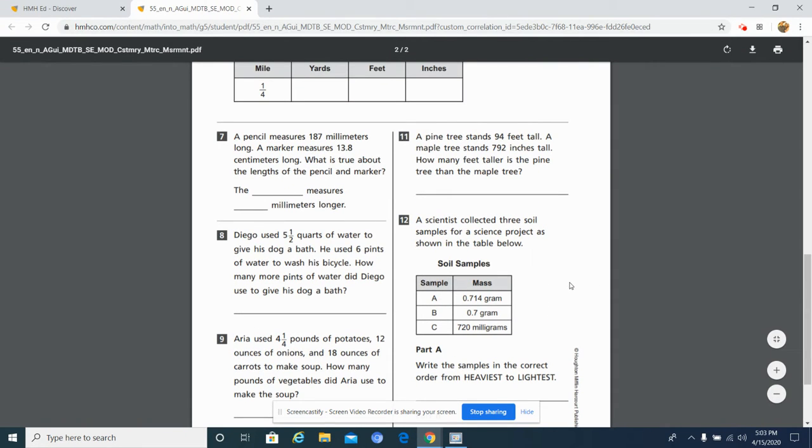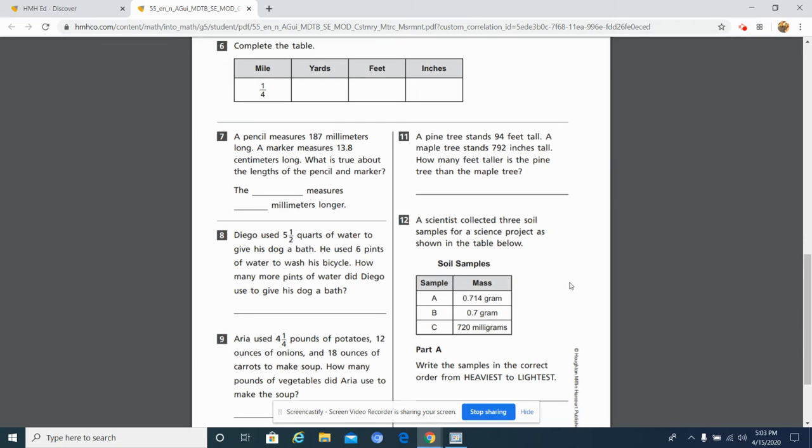Hey, two more. A pine tree stands 94 feet tall. Let me write that down. A maple tree stands 792 inches tall. Okay, how many feet taller is the pine tree than the maple tree?